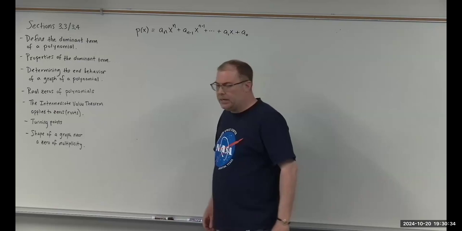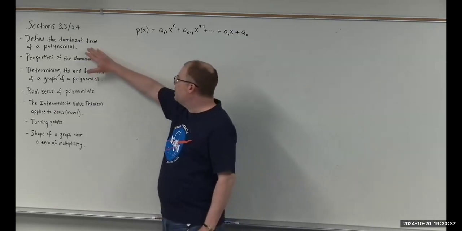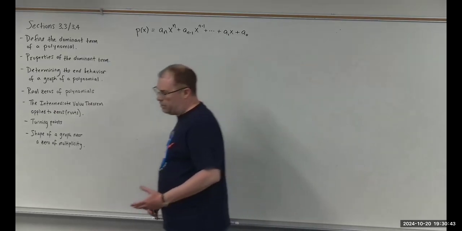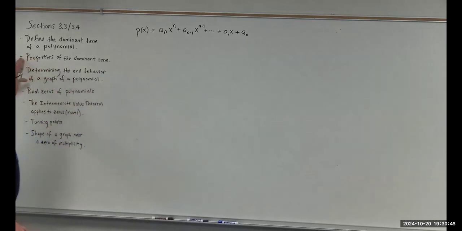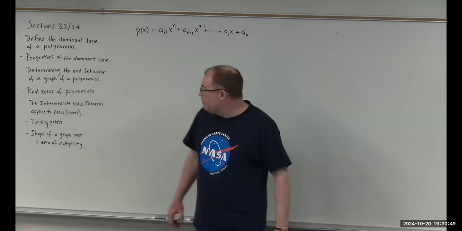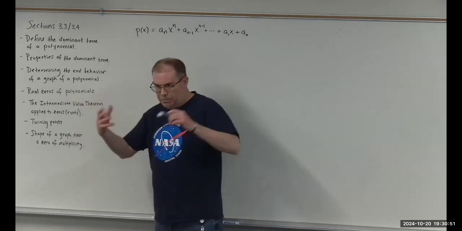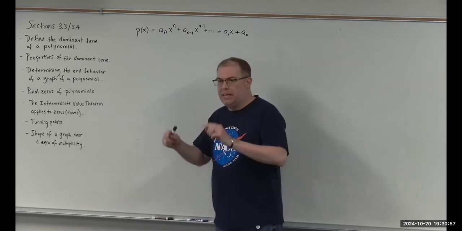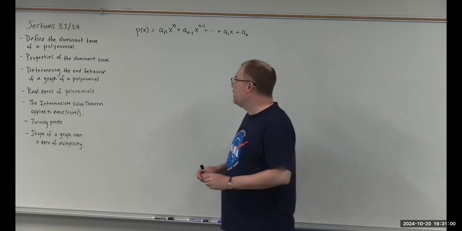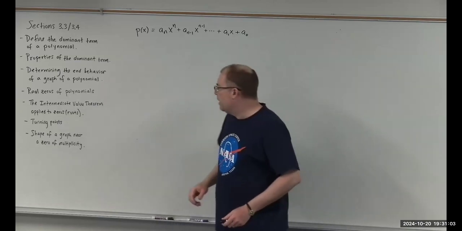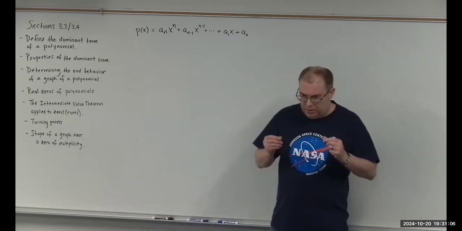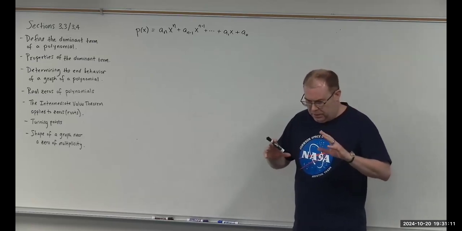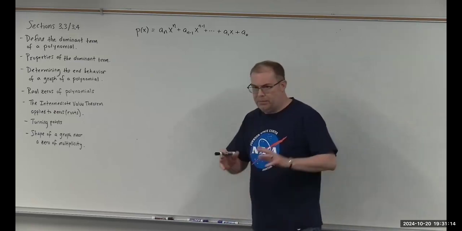Okay, so first thing is I'm going to define what's called the dominant term of a polynomial. And then we'll talk about the properties of the dominant term. Then, given a polynomial, we're going to learn how to determine the end behavior of a polynomial. And that involves looking at what's called the dominant term. So the dominant term actually plays a very important role. With that dominant term, you can get a lot of information about the behavior of the graph.